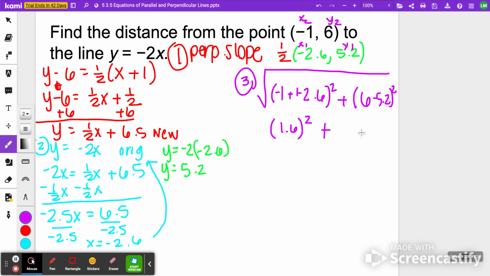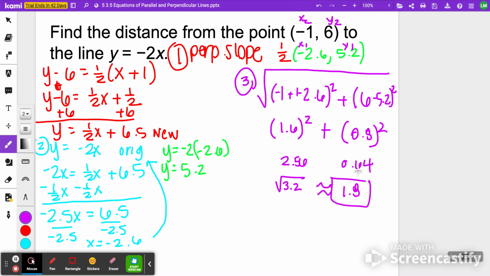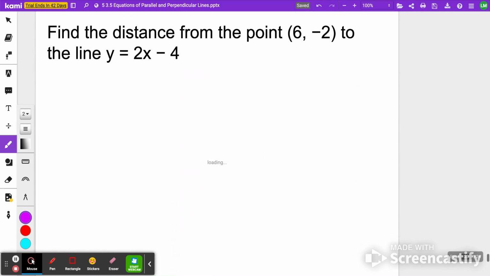plus 6 minus 5.2 is 0.8 squared. Okay, 0.8, let's start there, times 0.8 is 0.64. 1.6 squared times 1.6, that is 2.56. So now I'm going to add those together. I get the square root of 3.2, and that's about 1.8. Okay. Last one, finding the distance from the point 6, negative 2 to the line 2x minus 4.